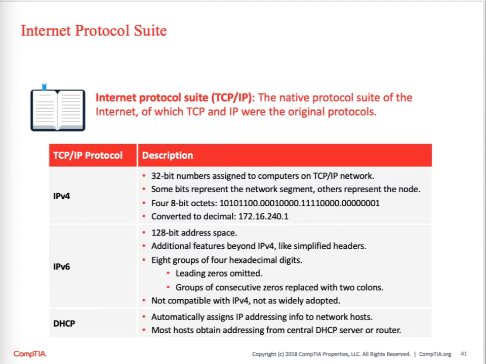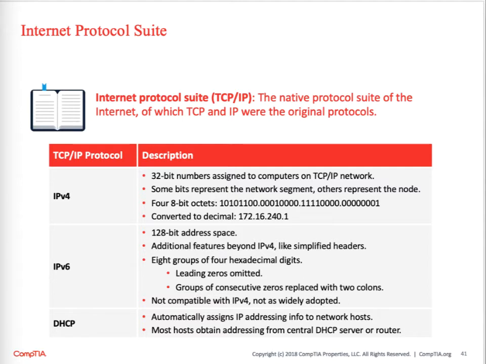And then we have IPv6. That's the newer one, because IPv4, they are pretty much out of IPv4 addresses. There were only 4 billion of them. IPv6 has many, many trillions. So this is going to be a 128-bit address space. It has additional features beyond IPv4.